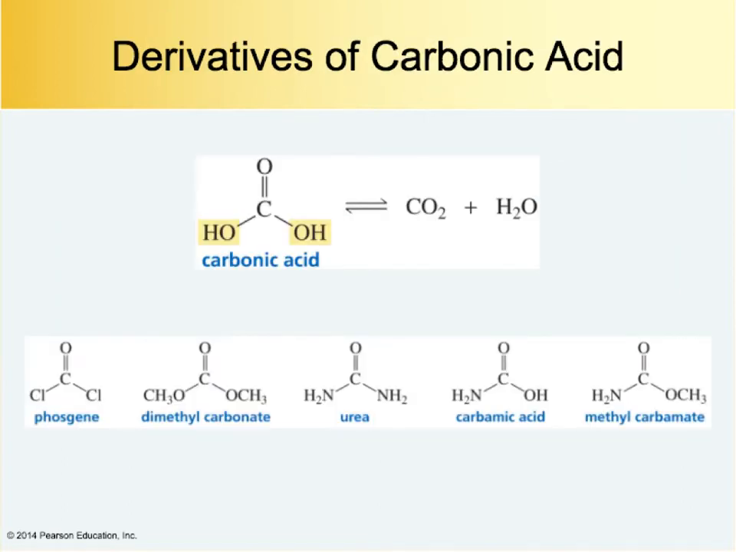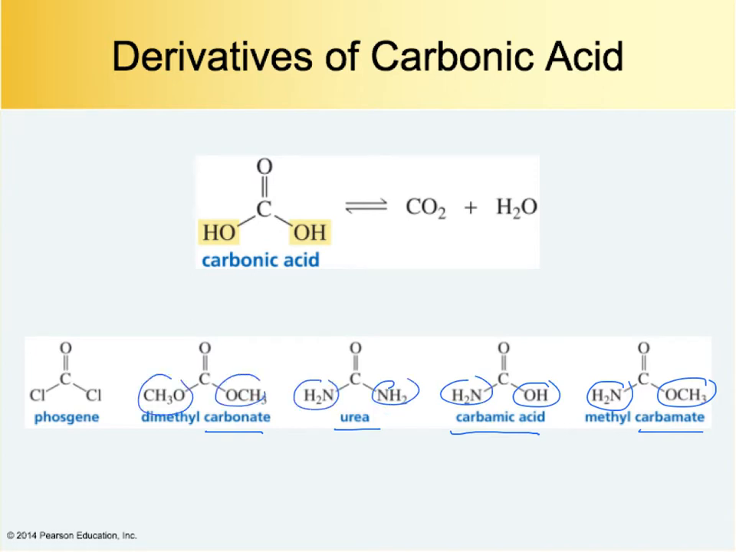Here are just some examples. I'm not going to really harp too much on knowing all of these. Phosgene is a diacid chloride. Carbonic acid, right? So 2 OHs. A carbonate is 2 esters. A urea is 2 amides. A carbamic acid is an NH2 and an OH. And a carbamate is an NH2 and an OCH3. All right. So you should know what a urea is and a carbamate. Carbonate, a urea, and a carbamate. So I would say these are the 3 I want to make sure you know.